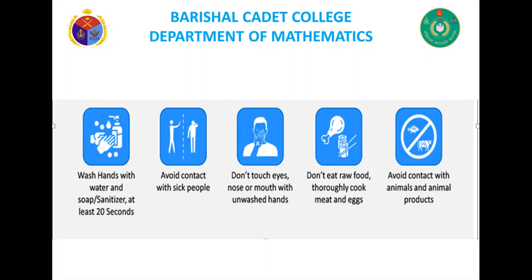For this, you have to wash hands with water and soap or sanitizer for at least 20 seconds. Avoid contact with sick people. Don't touch eyes, nose or mouth with unwashed hands. Don't eat raw food; eat properly cooked meat and eggs. Avoid contact with animals and animal products.